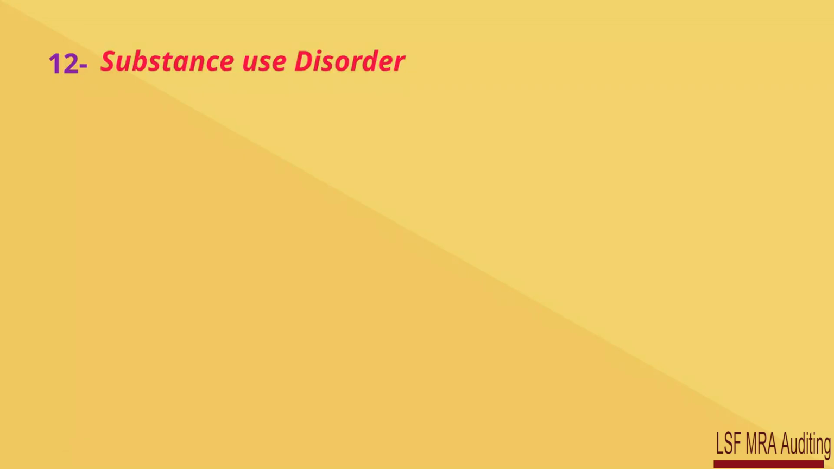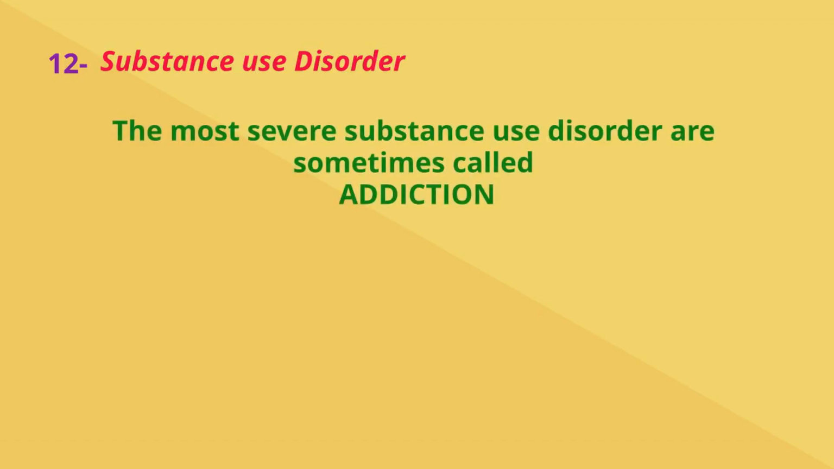Substance use disorder. Substance use disorders occur when the recurrent use of alcohol or drugs causes clinically significant impairment, including health problems, disability, and failure to meet major responsibilities at work, school, or home. The most severe substance use disorders are sometimes called addictions. Substance use disorder in DSM-5 combines the DSM-4 categories of substance abuse and substance dependence into a single disorder measured on a continuum from mild to severe.